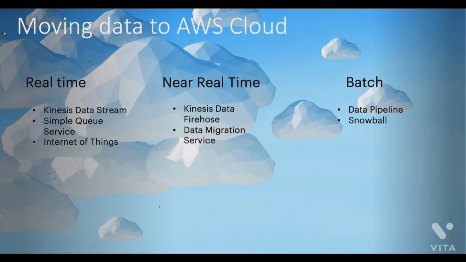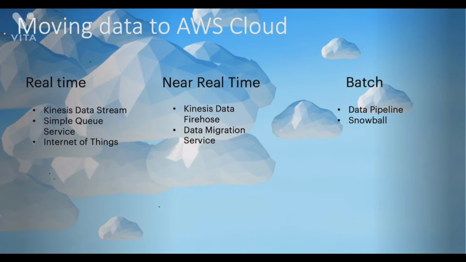In this section, we are going to understand about moving the data to the AWS cloud. We can broadly classify this into three major segmentations. The first one is real-time data transmission. So data from the source should be transmitted to the AWS cloud as soon as it is collected.